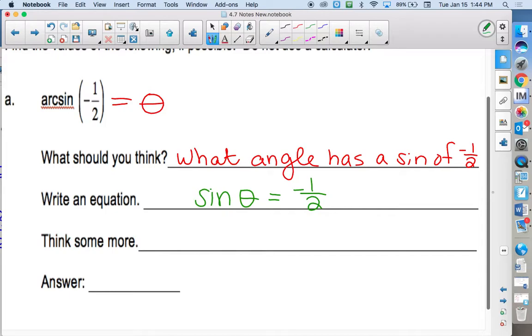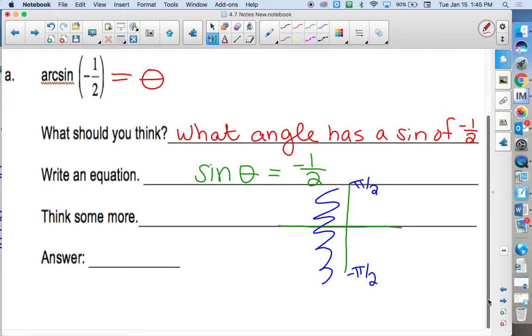Now it says think some more. So this is the part that I want you to kind of remember the angles that we're thinking about. We can only be between pi/2 and -pi/2. It's not allowed to go in the second quadrant. It's not allowed to go in the third quadrant. So this goes back to the unit circle. So you need to take your brain, go back to the unit circle.